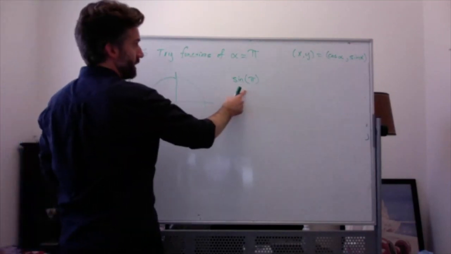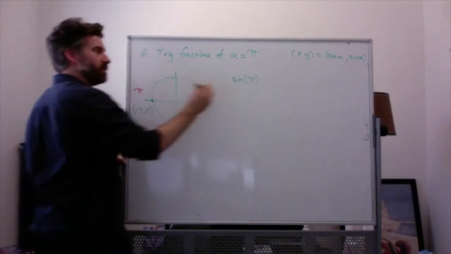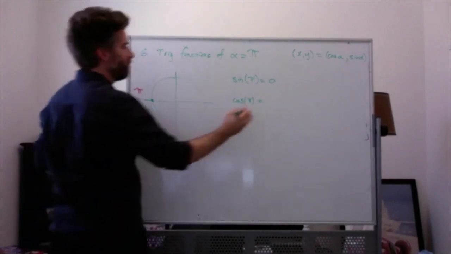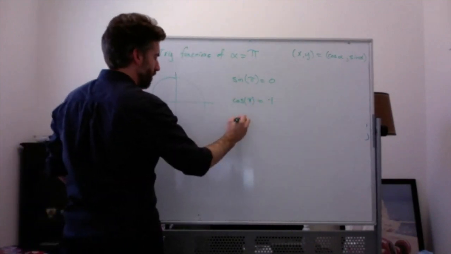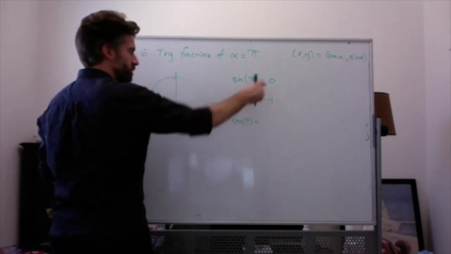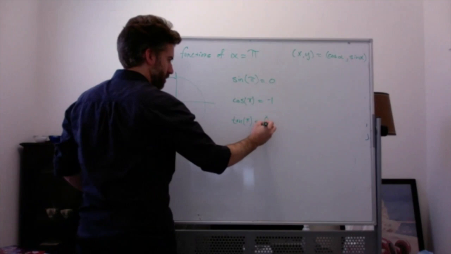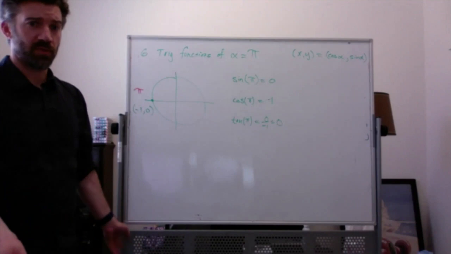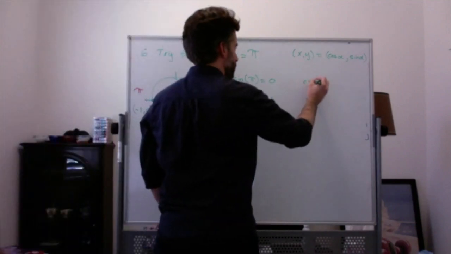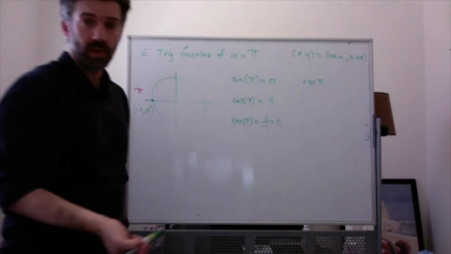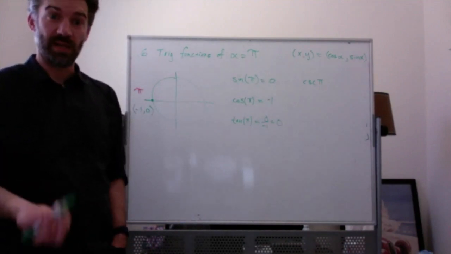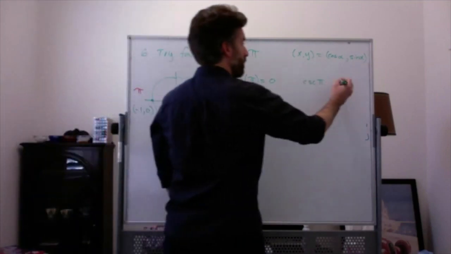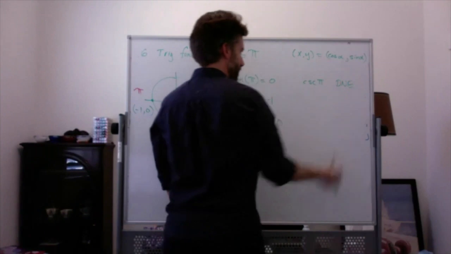So sine of pi is the y value. The y value is 0. Cosine of pi is the x value, which is -1. And then tangent of pi is 0 divided by -1, which is just 0. And then we have the reciprocal values. So here's the thing. The reciprocal of 0 is always going to be undefined. So if you get 1 over 0, that's undefined. So cosecant of pi is undefined or does not exist.